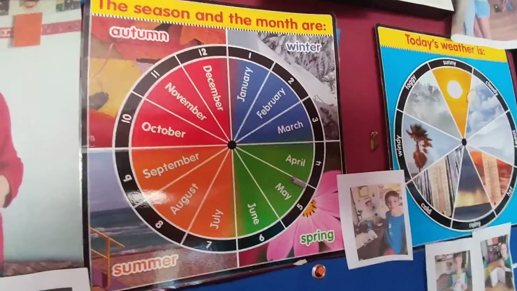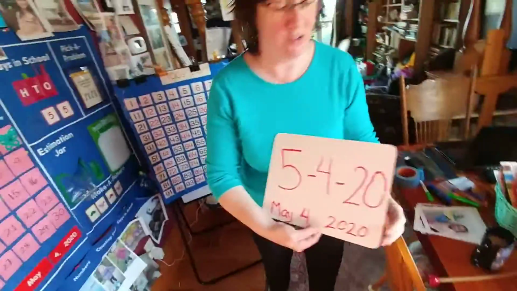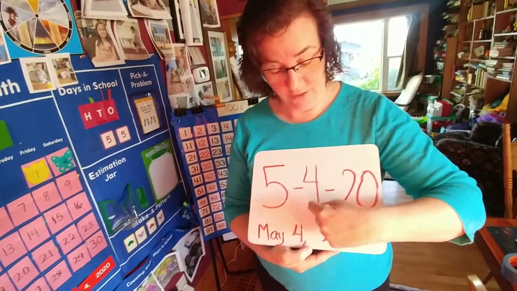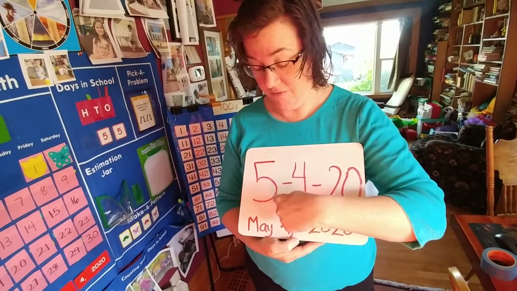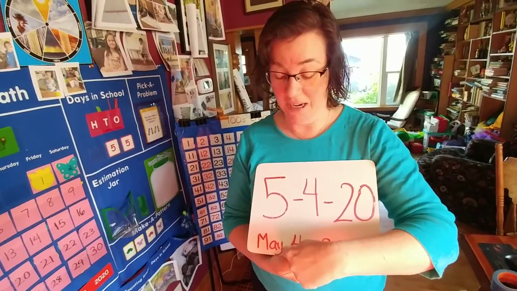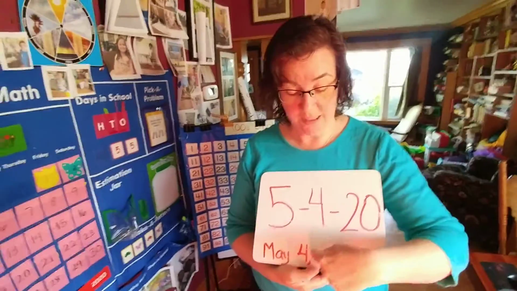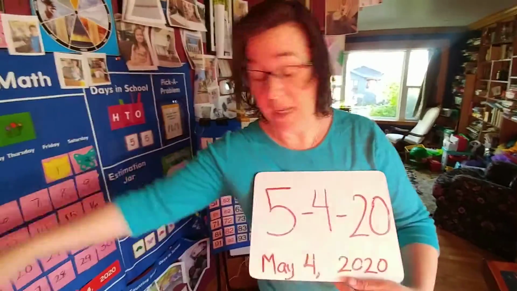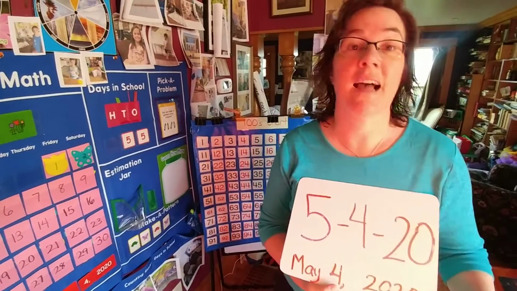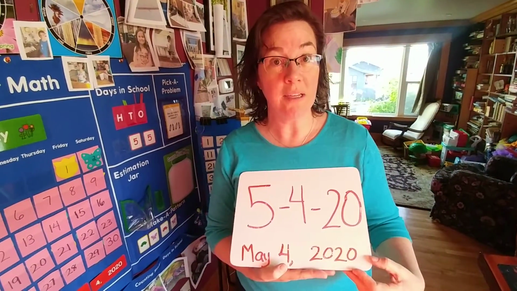An abbreviated way to write May 4th, 2020 is 5-4-20. The 5 represents, you got it, May. The 4 represents our day. It's the 4th of May. And the 20 represents the last 2 digits of 2020.